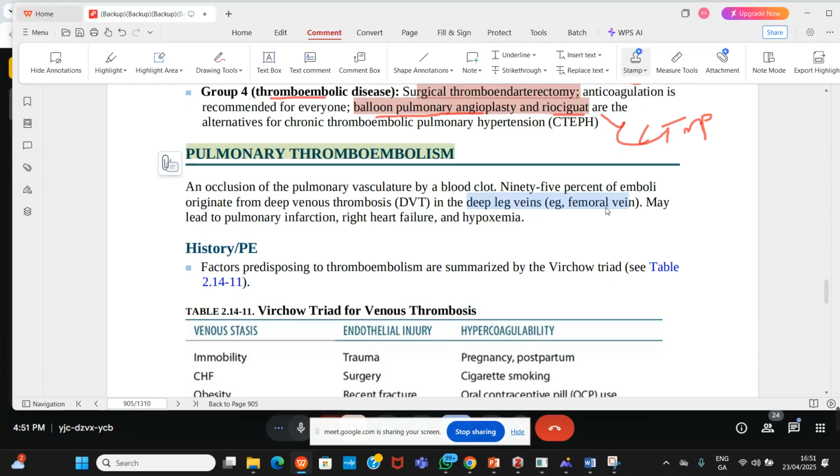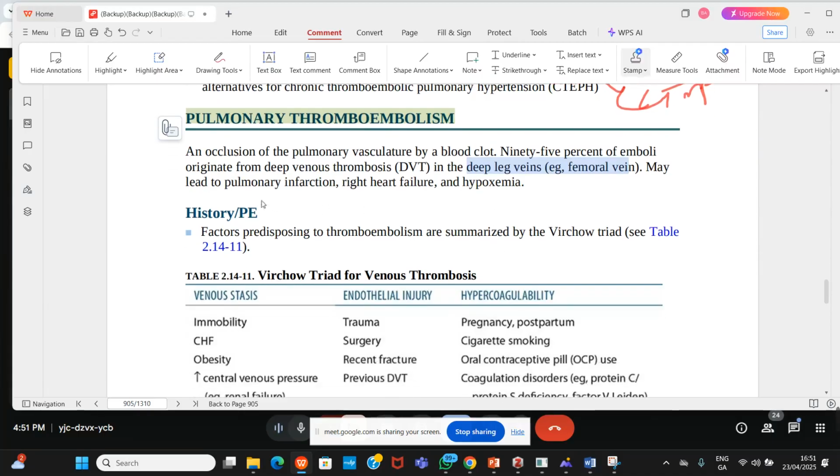So we'll continue with pulmonary embolism. Pulmonary embolism is just when we have occlusion of the pulmonary vasculature by blood clots. So most of the time they come from a DVT in the deep leg veins, like the femoral vein.